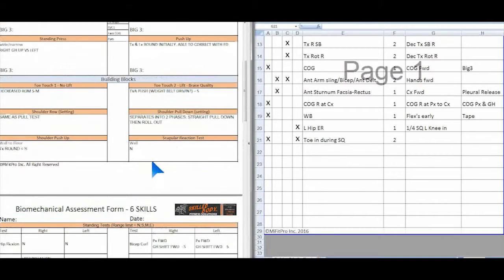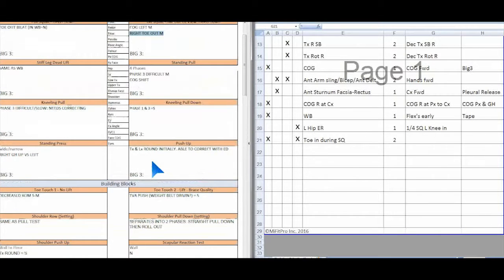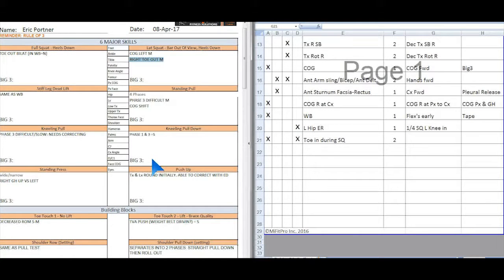Oh, it's here somewhere. I know it's here. Oh yeah, in his standing press. Sorry, that's where it is. In his standing press, his right shoulder is up versus his left.